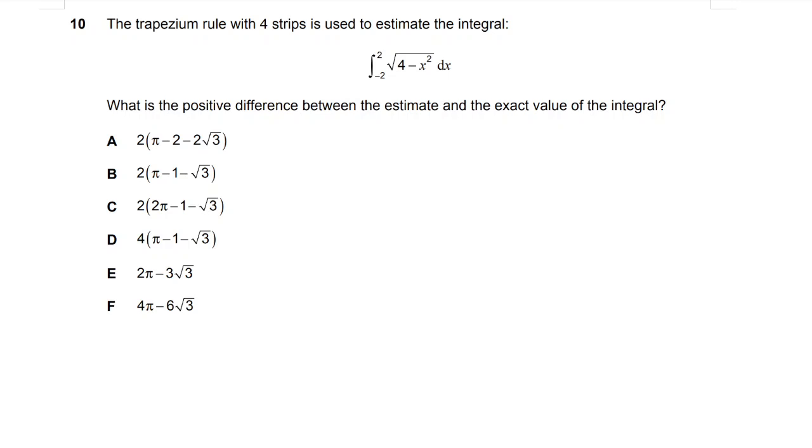So of course we need to chop into 4 strips. So the 4 strips will have boundaries -2, -1, 0, 1, and 2. Every comma is 1 strip. Okay, so let's have a think.